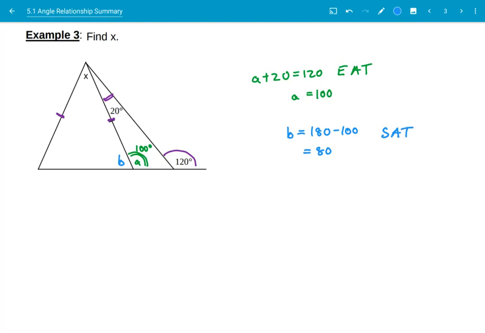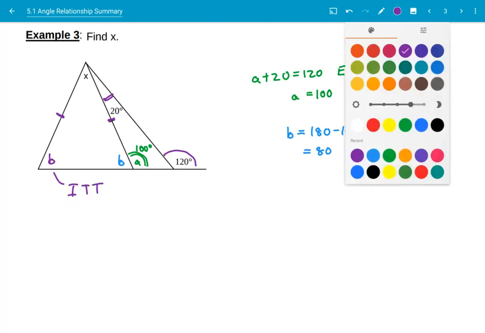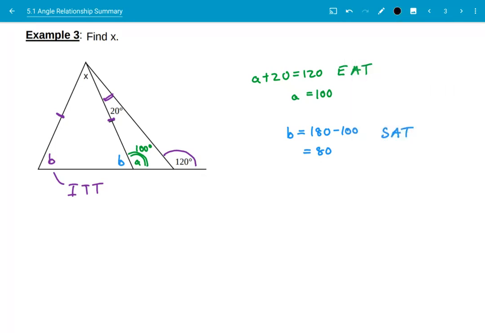Now, if you know the next step after this, you can pause the video and go to that. We know this is B as well because of the isosceles triangle theorem. Last step, again, try to get ahead of me, pause the video and do the work. X is equal to 180 minus two angles at 80 degrees each, which is 160, leaving 20. And this is because of which theorem? Sum of the angles in a triangle theorem.